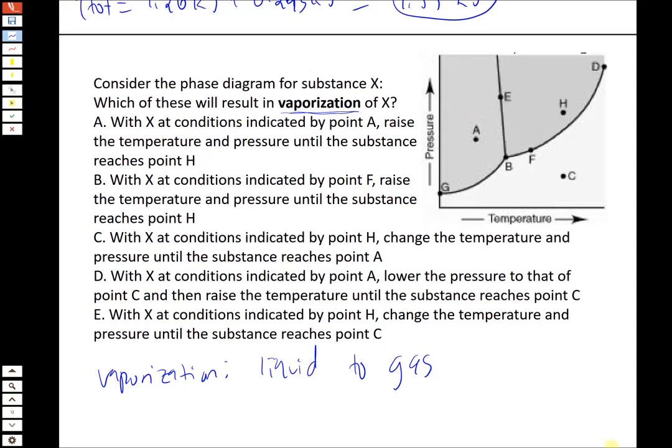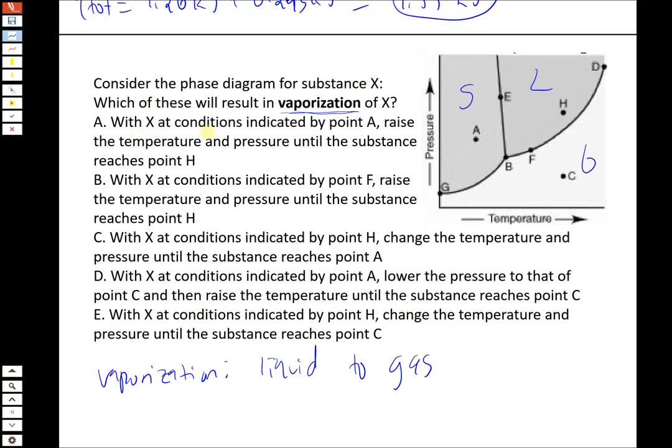So it's helpful to label the phase diagram. Remember that these diagrams are typically going to have three regions. The furthest to the left is solid, furthest to the right is gas, and in the middle is going to be liquid. Alright, so those are the three regions of the phase diagram. And for vaporization, we want to start out as a liquid and end up as a gas. So let's look at the different answer choices and go through them.